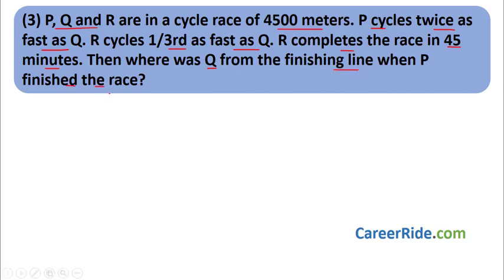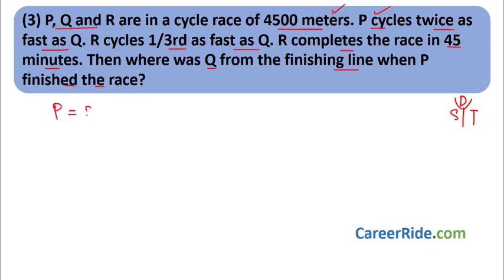Now this looks like a little bit complicated or a tricky puzzle type sum, but actually it is pretty simple. You get the answer in the first two sentences only, this sentence and this sentence. The rest of the stuff is absolutely not needed, like R cycles 1/3 as fast as Q and all that stuff. Let's see why. Okay, now we have our DST sum, so we'll have our DST. Now over here what they've given, P cycles twice as fast as Q.